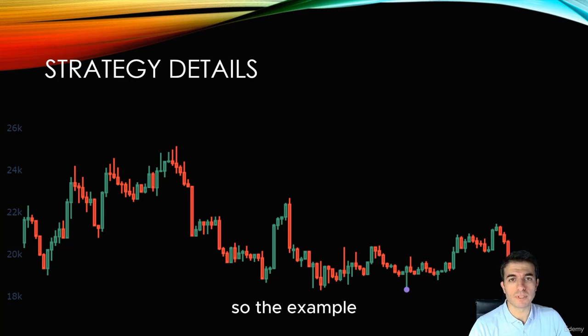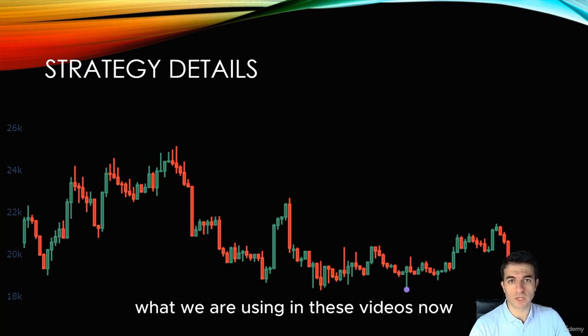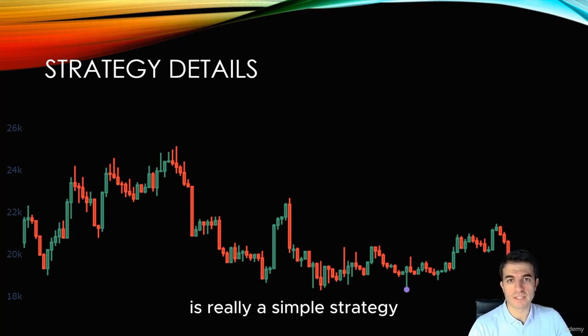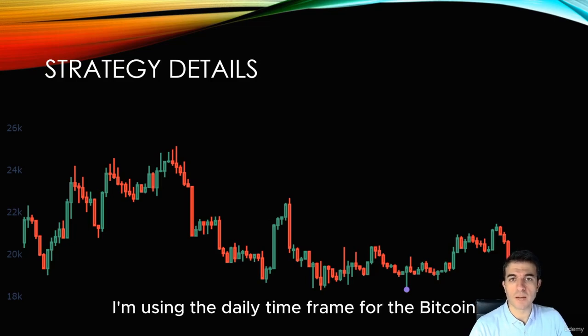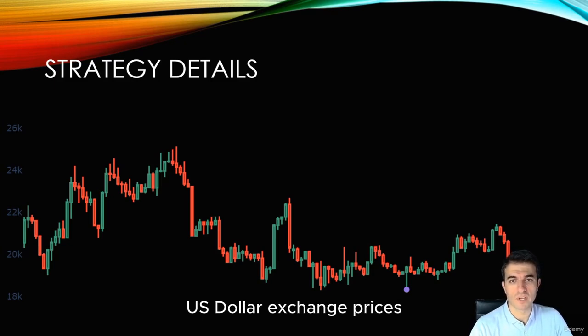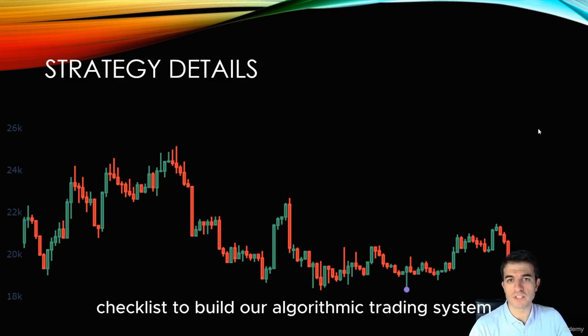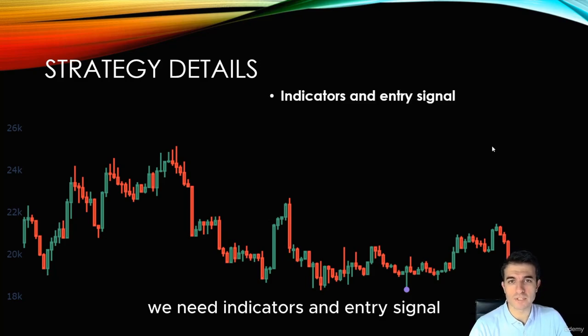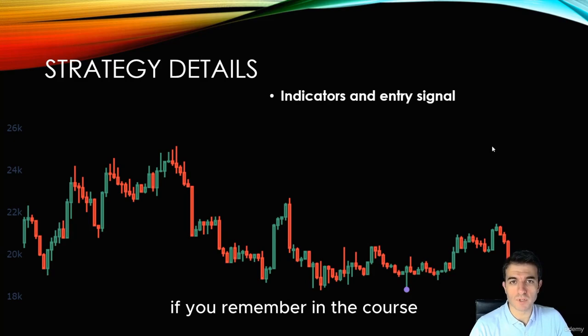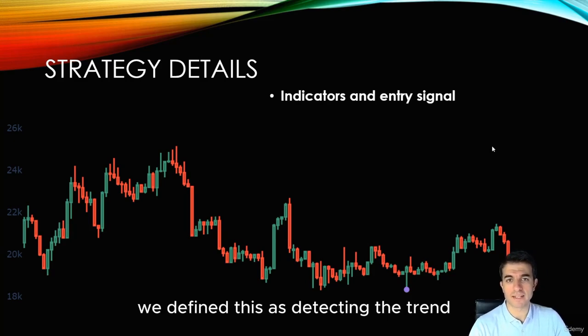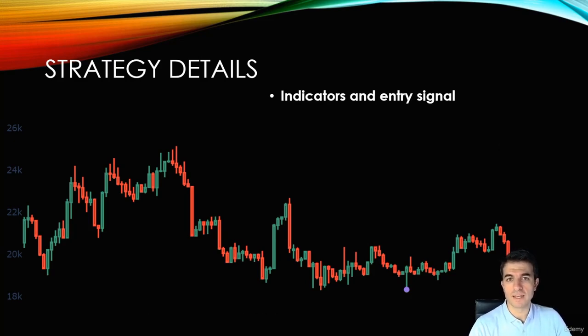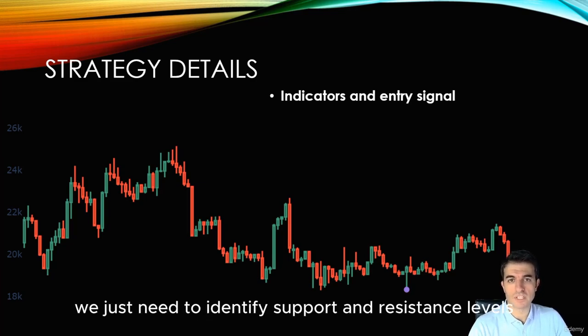So the example strategy is quite simple. What we are using in these videos now is really a simple strategy. I'm using the daily time frame for the Bitcoin US dollar exchange prices. We can start with the previously defined checklist to build our algorithmic trading system. So first of all, we need indicators and entry signal. If you remember in the course, we defined this as detecting the trend and the entry signals. In this strategy, we don't need the trend. It's not a trend-reliant strategy. So we just need to identify support and resistance levels.